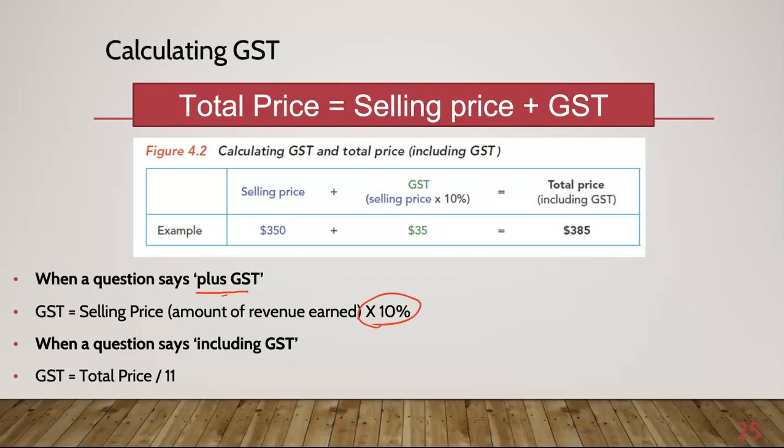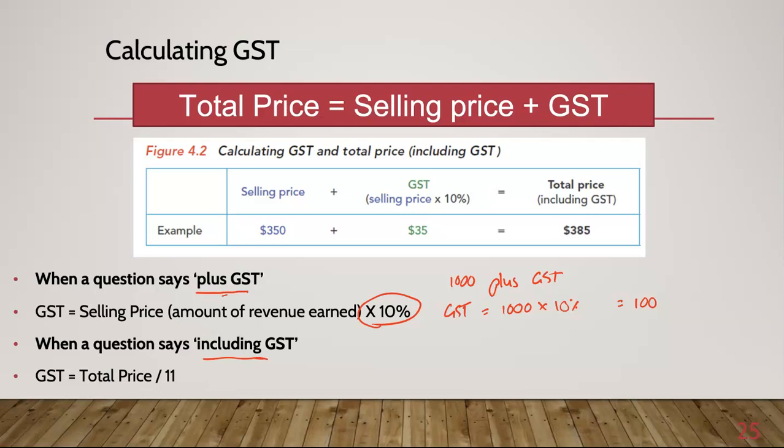If I have a question that says $1,000 plus GST, that means my GST equals $1,000 times 10%, which equals $100.